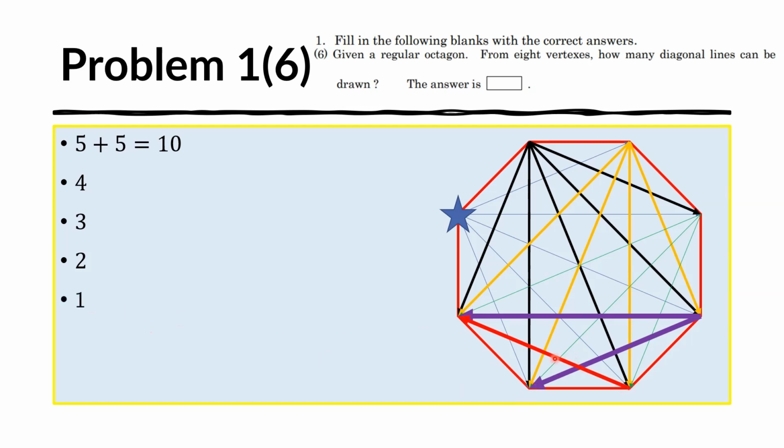That is from this to this. Now we just add them all together: 10 plus 4 plus 3 plus 2 plus 1. And we get 20.